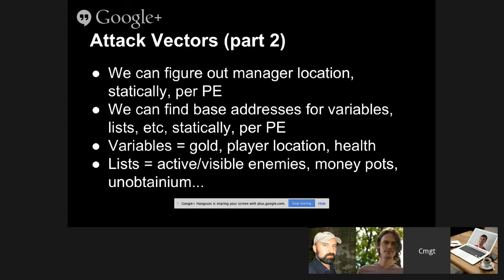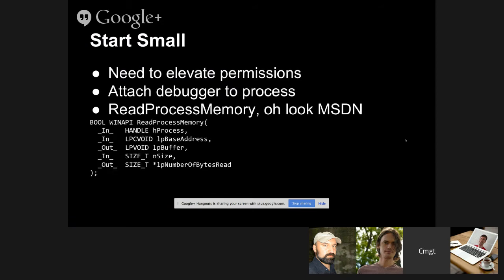Secondly, we can figure out where these things are. I don't know if it's intentional, but every game that I've looked at has some sort of manager, kind of at the beginning, and they all have dynamic contiguous lists. I don't know why they keep doing that, but that's how it is for what I've seen. Per PE, so every new version it's different, that kind of stuff. So we can find base addresses for the PE, for variables, lists, and so on. Variables could be stuff like gold, player health, location, that kind of thing. So we can start small.